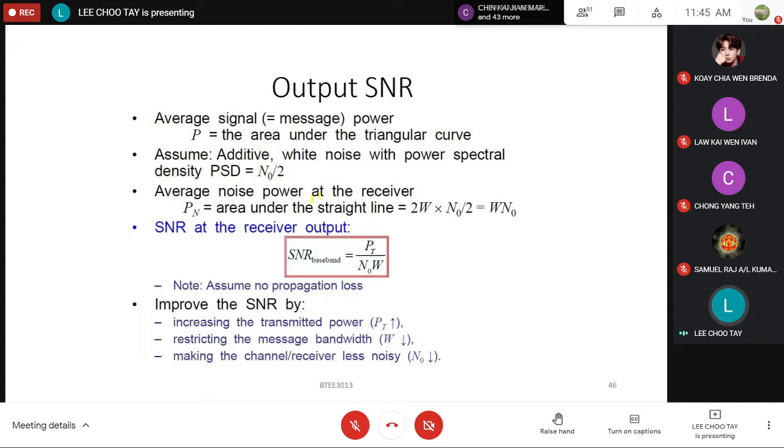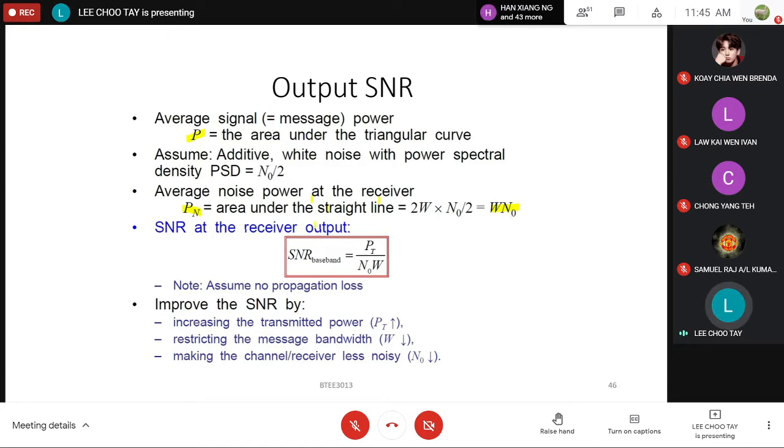With Gaussian noise again, the power of the signal is P, and the power of the noise is the area under the rectangular box. That gives us W N naught, that is 2W times N naught over 2, which gives us W N naught.